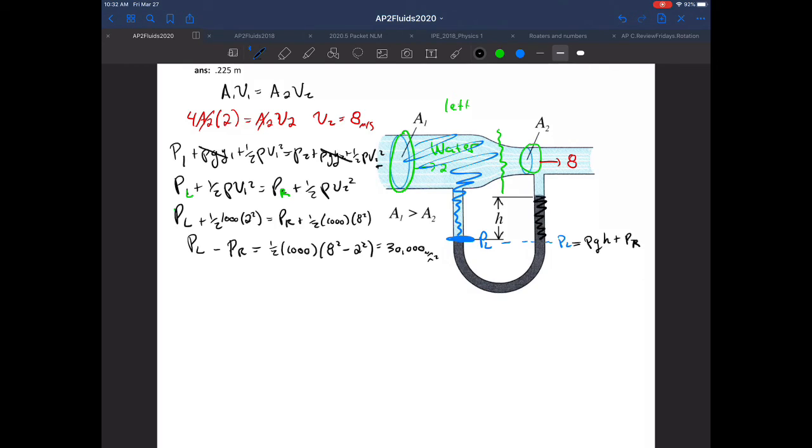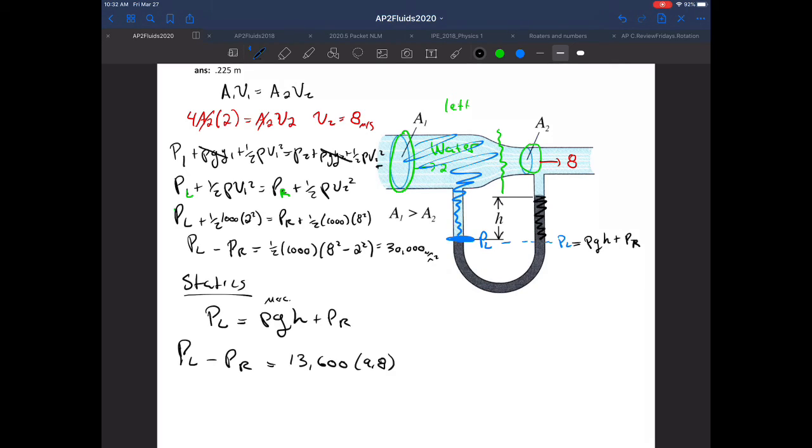Okay, so then using statics, we can say that P on the left equals rho g h, this is of the mercury, plus P on the right. So let's go ahead and do some subtraction. So P on the left minus P on the right with statics is going to give us the density of mercury times gravity times the height, h. And you know what P on the left minus P on the right is from the speed difference above. It's 30,000. So you can put this number in here. 30,000 equals 13,600 times 9.8 times h.